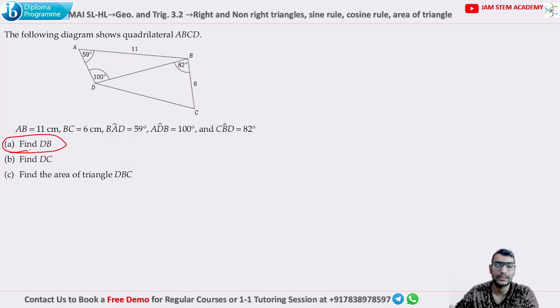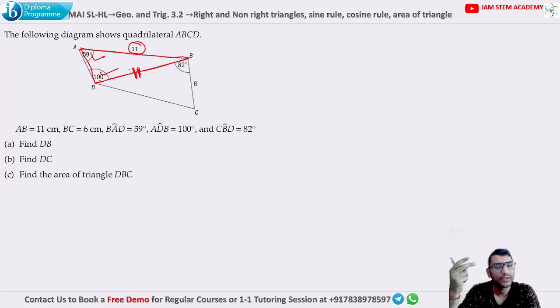So the approach is important. What can you do to calculate the value of DB? You can pause the video and try it by yourself also. Okay, this is DB. So you can find DB using triangle ABD, because here two angles are known and one side length is known. You are looking for the missing side length. As I said, you can use the sine rule if you have two angles and one side length and one other side length is missing.